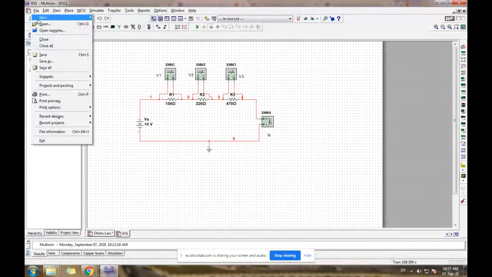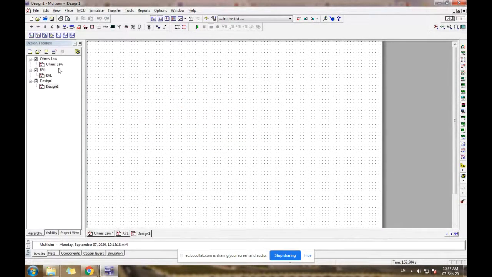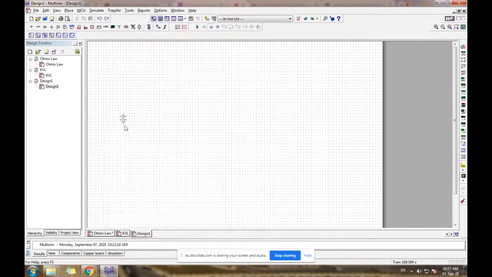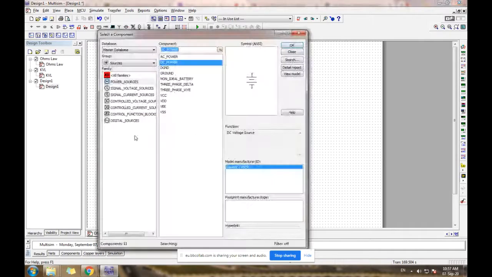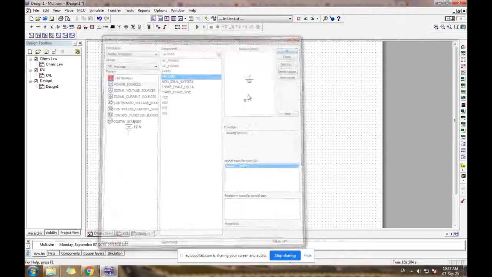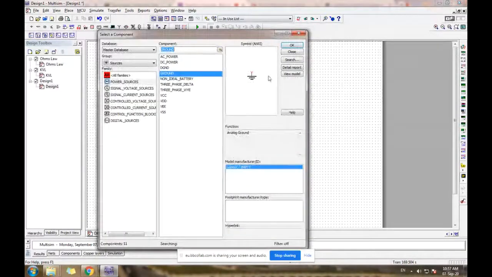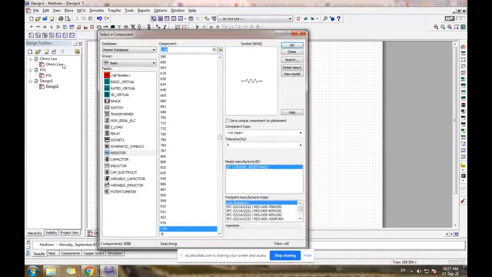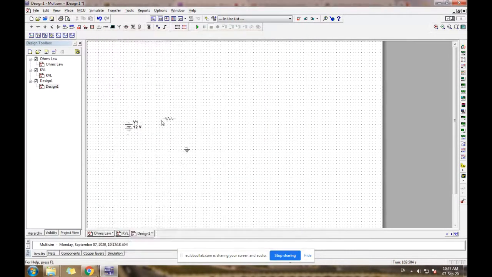File, open, new, design. Okay. Same. How many components do we require? We require the same power source, DC power. This is one. We require ground. This is another. We require a resistor. Place basic, resistor. Select any value, later on you can change the value. So this is one resistor R1. This is R2. This is R3.